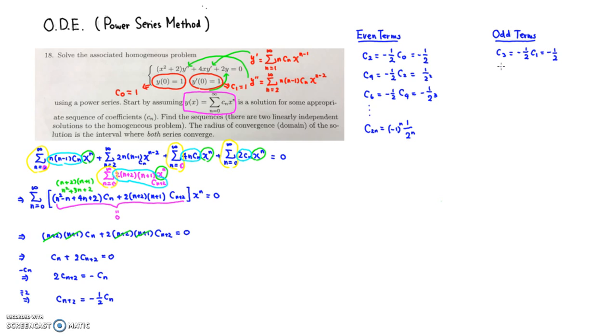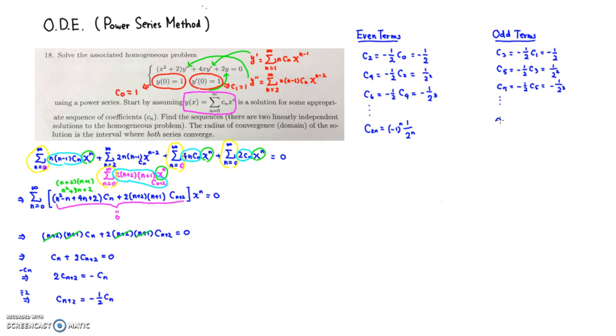Then C5 is going to be -1/2 times C3. And then you have a -1/2 times -1/2, so it's going to be 1/2 squared. And C7 is equal to -1/2 C5, so it's going to be -1/2 cubed. All right, so you can see that there's a pattern.